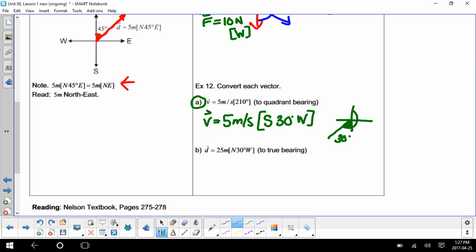In the next example, we're given the quadrant bearing. So we're starting at north, 30 degrees west. So there's our 30 degrees. Written as a true bearing, we're going to go all the way around, so 270 plus 60, which brings us to 330. So 25 meters at a true bearing of 330 degrees. Another way to think about that is all the way around is 360 and we took off 30. So 360 minus 30 gives us 330.